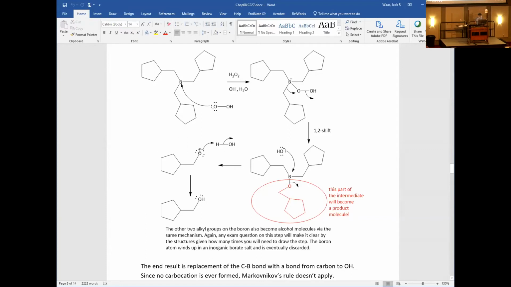This is the conjugate base of our product. And by the way, that will happen 2 more times, eventually, to the other alkyl groups that are attached to boron. And you'll eventually wind up with essentially boron with 3 OHs on it, which is boric acid, H3BO3. So it's a water-soluble inorganic species, and that winds up in the waste jug. But all 3 of these alkyl groups will eventually get expelled from the boron atom.